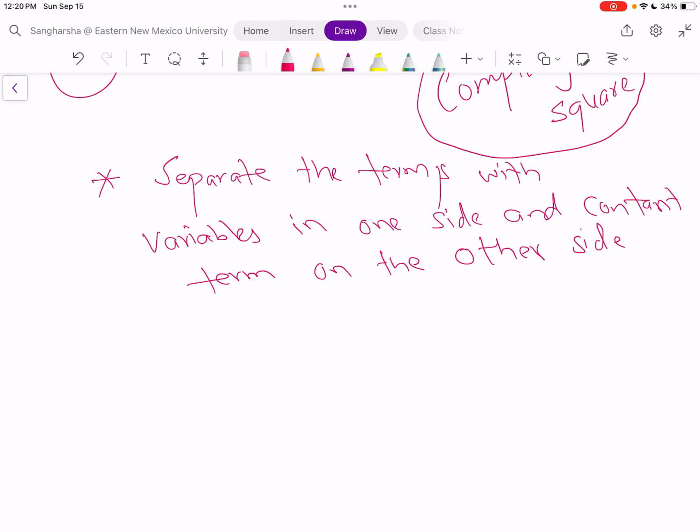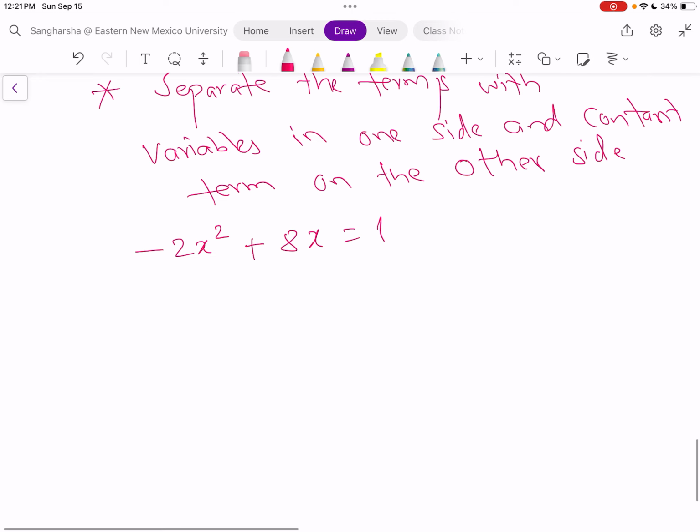So we have negative 2x squared plus 8x equals 1. Now if we make an observation of our equation, we find the terms with variable. We have this term with variable and we have this term with variable. These two terms are already on the left side. So every term with variable is on the left side, and we have this one constant which is on the right side. So we can skip this step. But for number 13, number 15, you need to get rid of those constants from the left side. So make sure you are collecting every term with variable in one side and the constant on the other side. That's the first step.